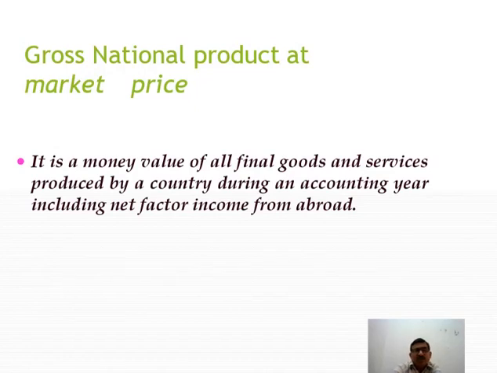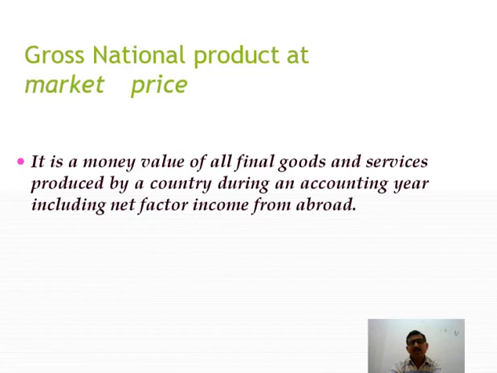Now, another concept in chapter number 2 is gross national product at market price. Gross national product at market price is generally a slight expansion of gross domestic product at market price. Gross national product and gross domestic product are similar terms. There is only one word difference, only one factor difference. As I have told you, domestic and national are differentiated through net factor income from abroad. Domestic is a narrow term and national is a wider term. In order to convert the domestic into national, you have to add net factor income from abroad to it.